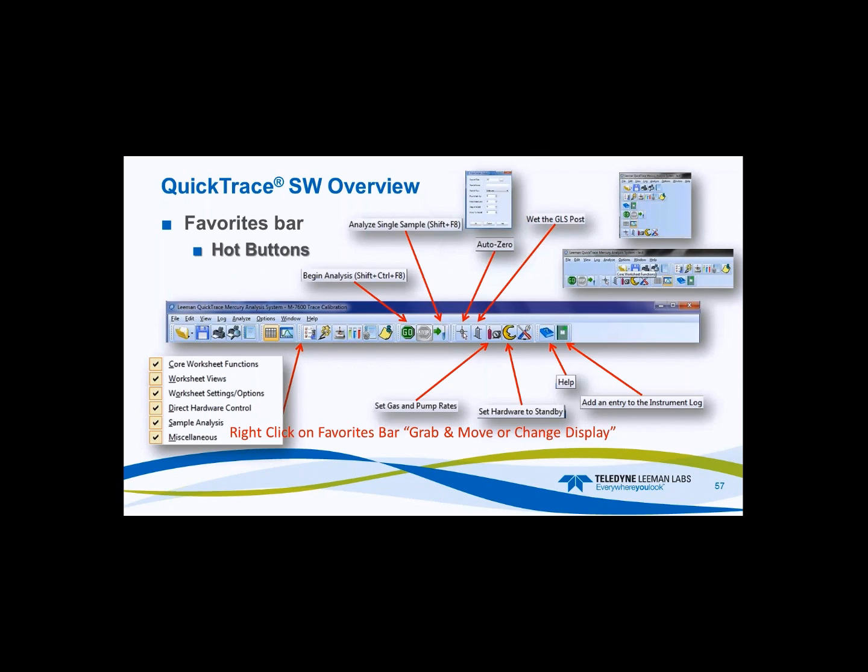And then we have hot buttons on the menu bar. So here you can start the run. You can read a single sample. That's the second place you can do that. And then this little UI pops up. You can zero, wet the gas liquid separator, set gas and pump rate to match method. So if you pop between different methods, you click on that icon and it stabilizes the system to match that gas flow and that pump rate for that method.